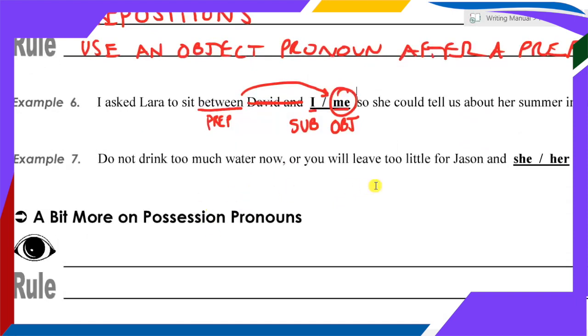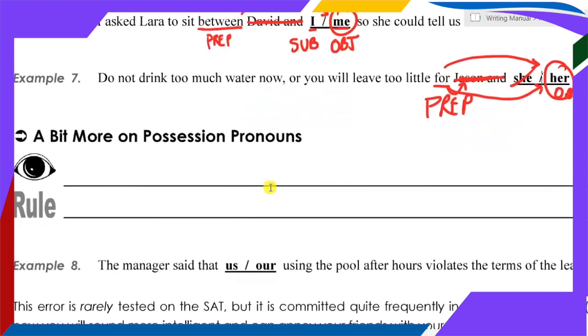Example 7, this one you can do actually either way. You can do it with the cross off and use your ear. You could do it with preposition, use object after preposition. Either way, the cross off would look like this. You will leave too little for her. So that's your ear giving you the answer. And if you want to go based on the preposition rule, remember for is a preposition. The noun and the pronoun after that preposition are the objects. Therefore, you need the object form, not the subject form of the female pronoun there.